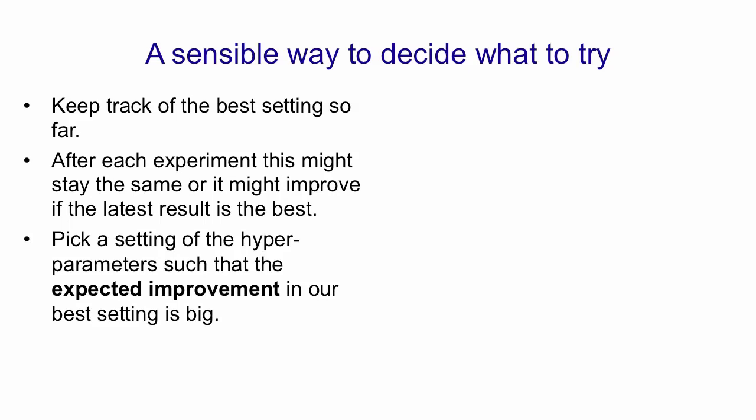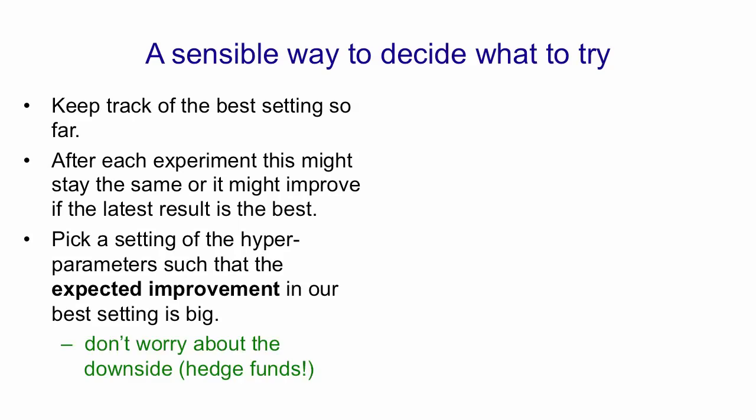We pick a setting of the hyperparameters such that the expected improvement in our best setting is big. We don't worry about the fact that we might do an experiment that leads to a really bad result, because if it gets a really bad result, we won't replace our best so far with this new experiment. Also, we'll learn something.